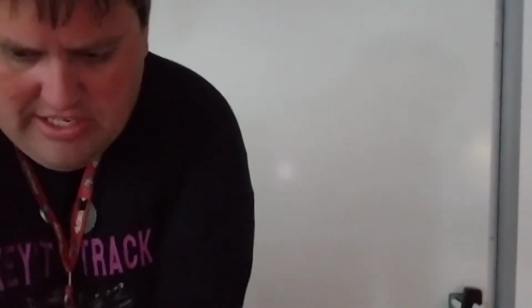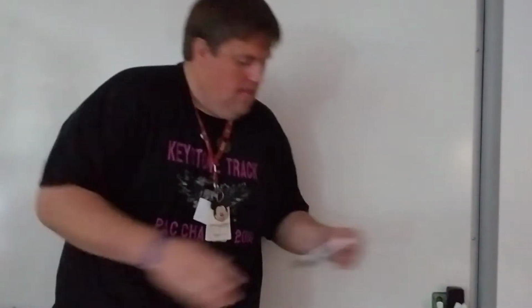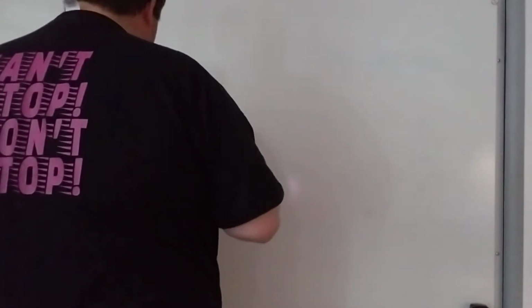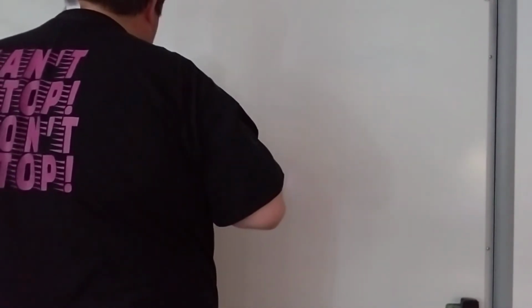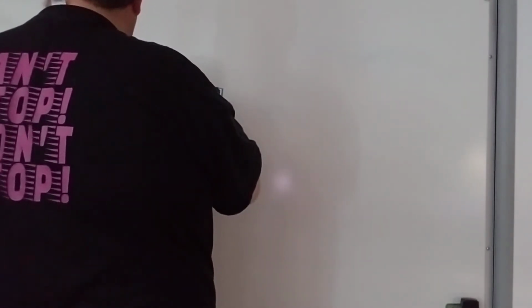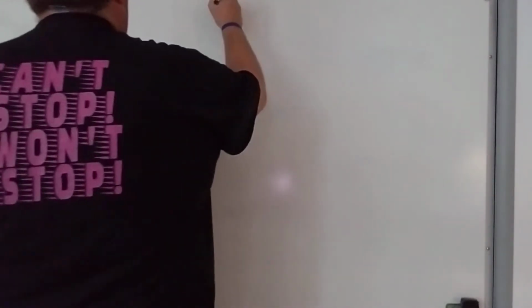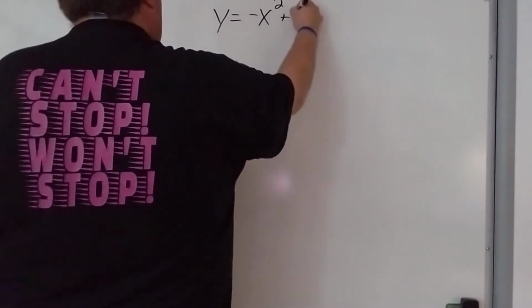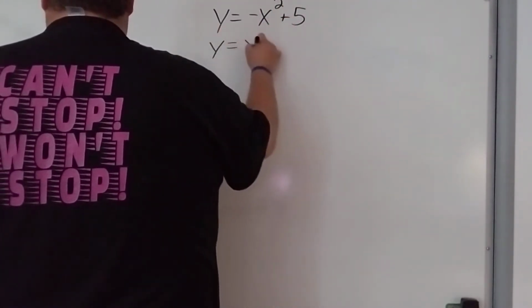We'll see. But today we're going to talk about systems where one of the things is quadratic and the other one is linear. So, for example, I got my book here to give me a problem. Let's say we wanted to solve y equals negative x squared plus 5, and y equals x plus 3.